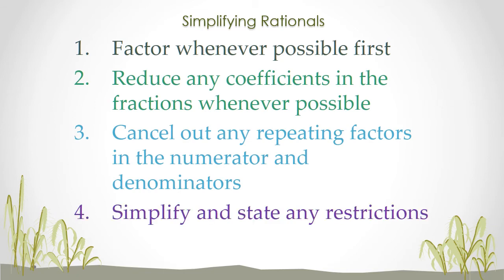Moving on to simplifying rationals. Factor whenever possible first. Reduce any coefficients in the fractions whenever possible. Cancel out any repeating factors in the numerator and denominators. This is the big step right here. This is the one, this is the money step.